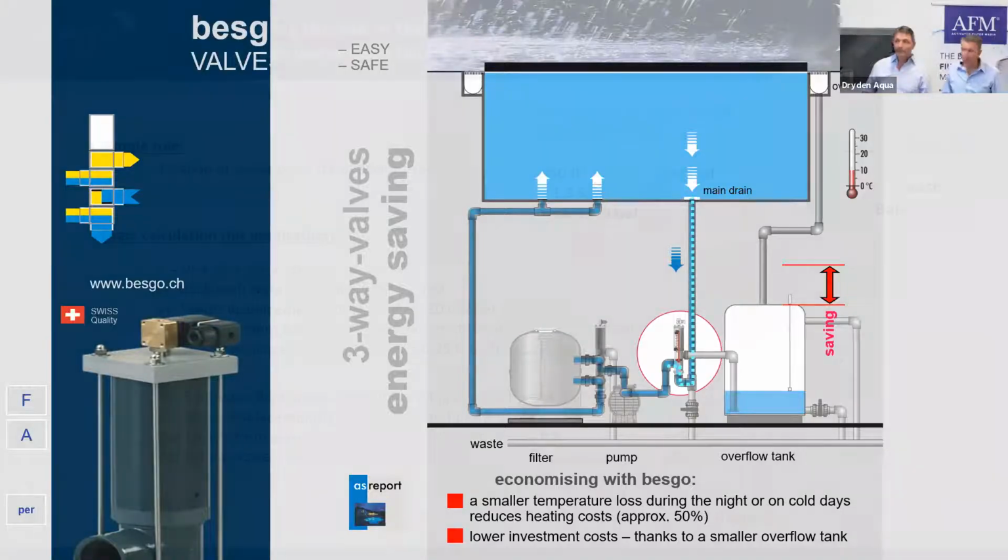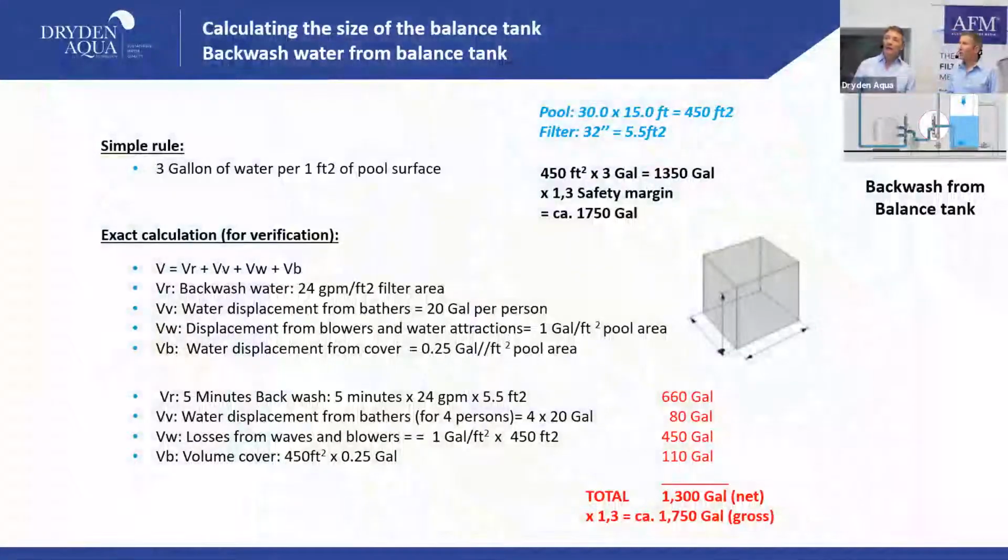I'm just going to tell you the simple rules here. You can calculate the size of your backwash tank with this formula, where we have basically 4 factors: the water you need for the backwash, the water that you're losing by displacement from bathers, the displacement that comes from blowers and water attractions, and the water displacement from covers. You don't have so many covers in America, I understood. The numbers we can debate, but that's not the goal.